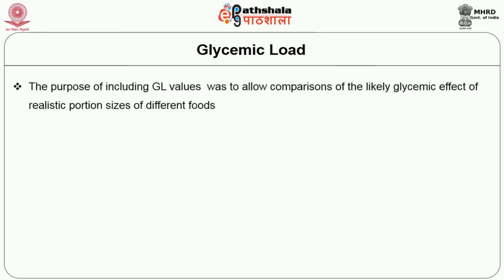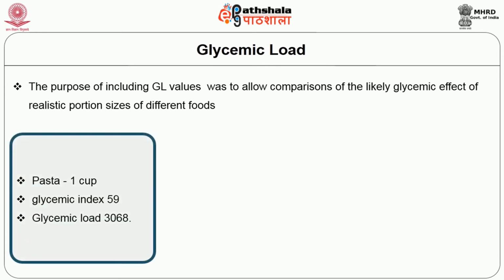The purpose of including the glycemic load values was to allow the comparisons of the likely glycemic effect of the realistic portion sizes of the different foods. Now, when we look into the following comparisons, for example, pasta 1 cup, the glycemic index is rated as 59 and glycemic load appears 3068.